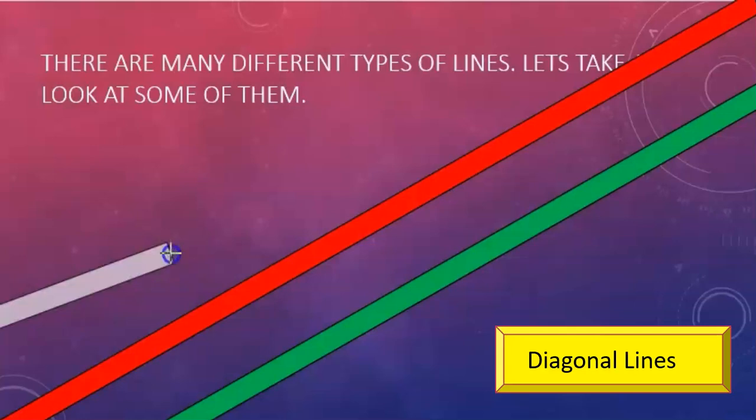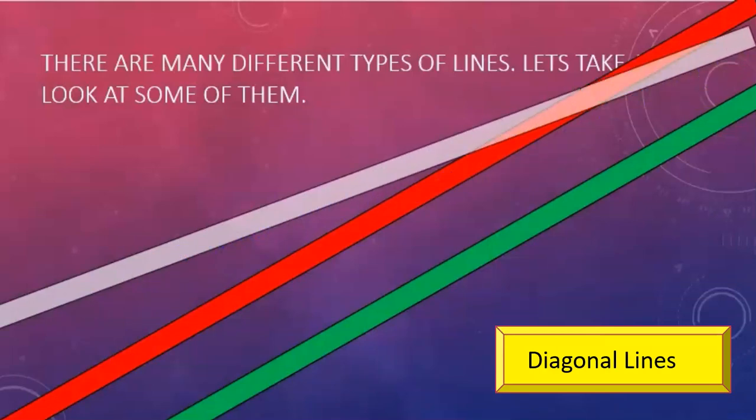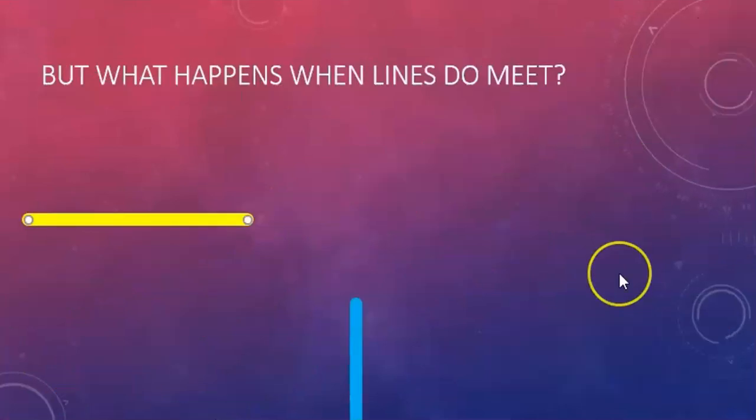Let's see what happens when we extend the white line. We can see it is clearly getting closer to the red line until it actually crashes into it. So the red line and the green line are parallel, but the red line and the white line are not parallel. But all three lines are diagonal lines. So now we know that parallel lines will never meet. But what happens if the lines are not parallel? What happens when two lines do meet?